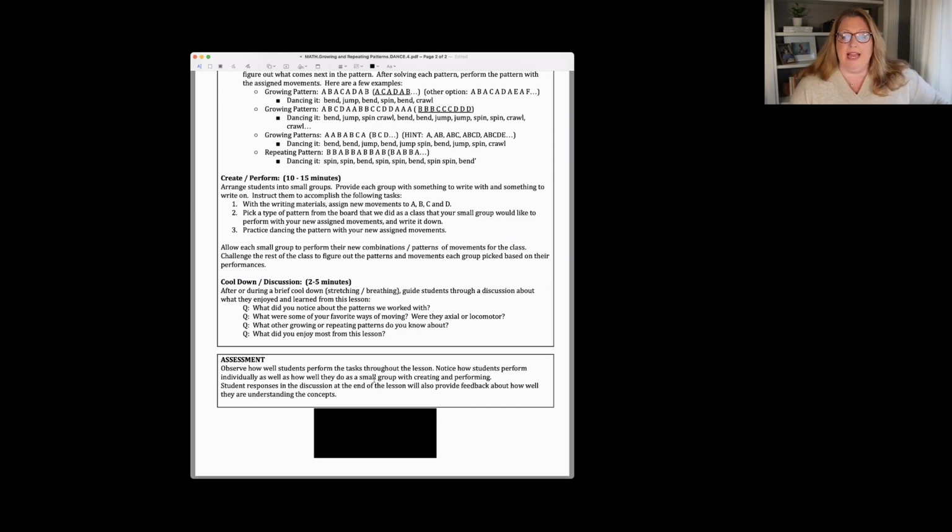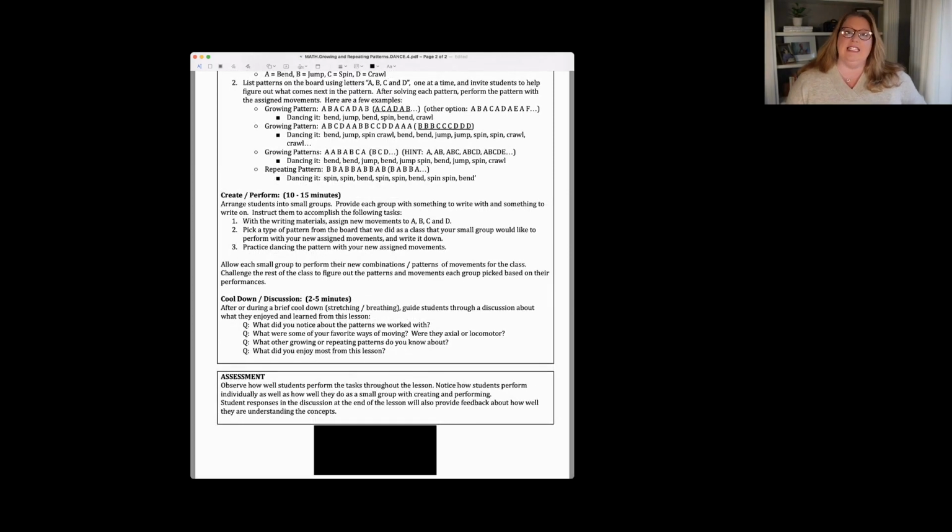Now, at the bottom, it has a specific assessment. Observe how well students perform the tasks throughout the lesson. Notice how students perform individually as well as how they do with a small group with creating and performing. Student responses in the discussion at the end of the lesson will also provide feedback as to how well they understand the concepts. This is a pretty light assessment.